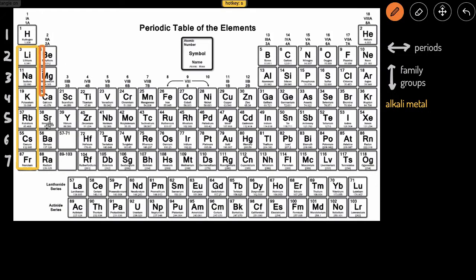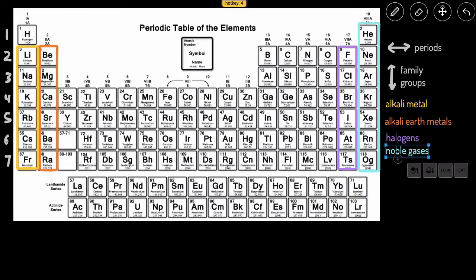And then the second group, that's called the alkali earth metals. The other groups that you need to know: the second to last one, that's called halogens. And this next one you definitely will hear of. These are called the noble gases because they are extremely stable.